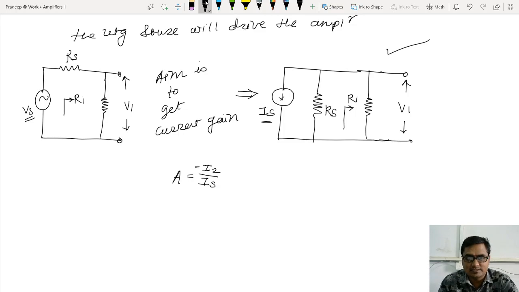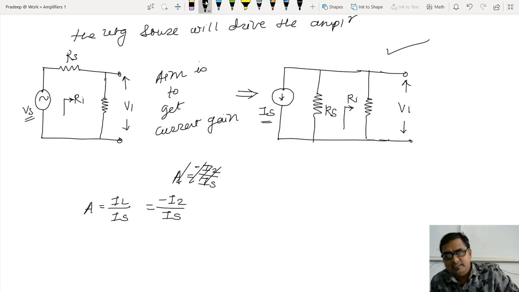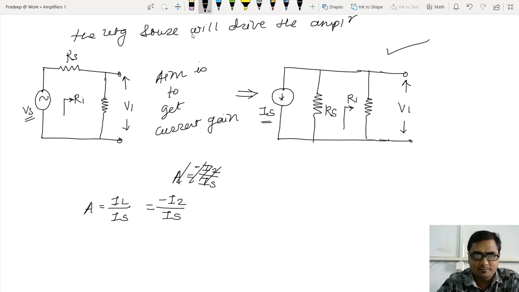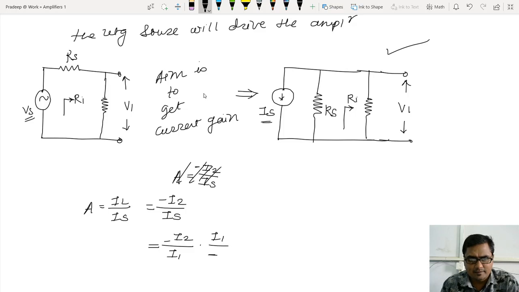Ideally I have to consider, or if you don't understand this, let me write this: A is equal to what? It is IL divided by Is. This IL divided by Is means it is minus I2 divided by Is. Can I simplify this? I'll write minus of I2 divided by I1 multiplied by I1 divided by Is. It is possible, it's just mathematics.